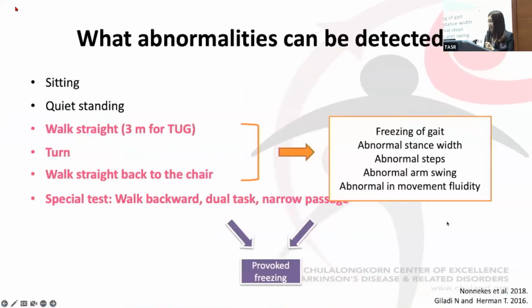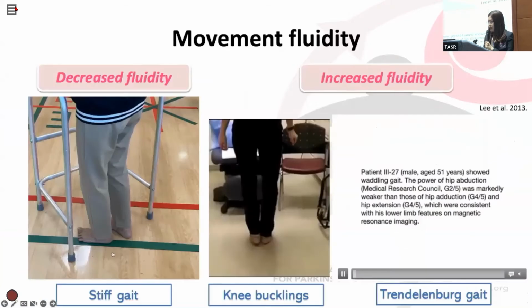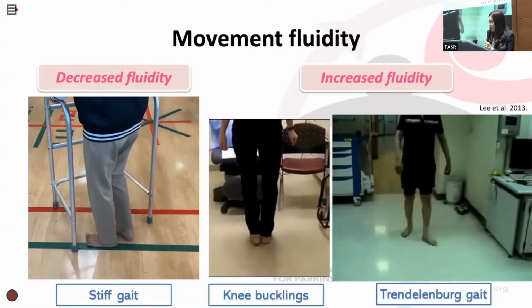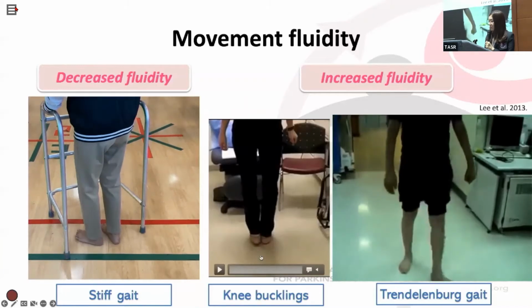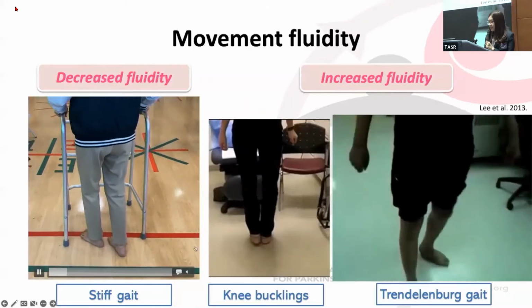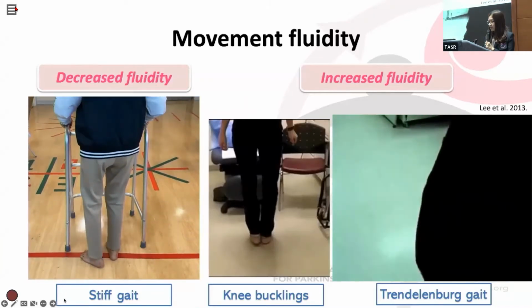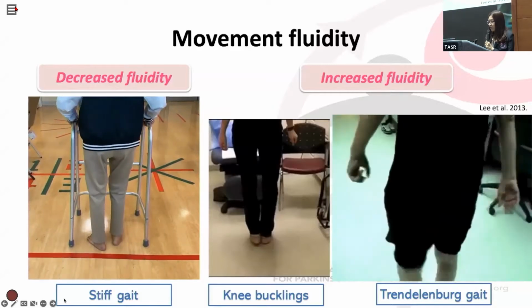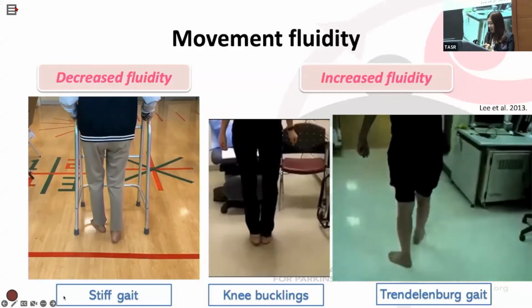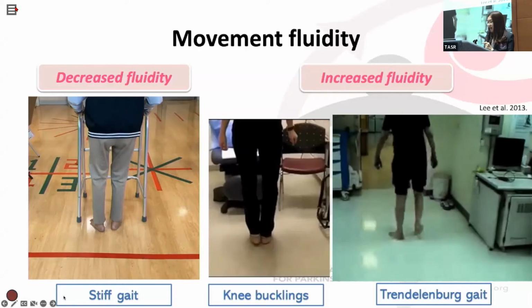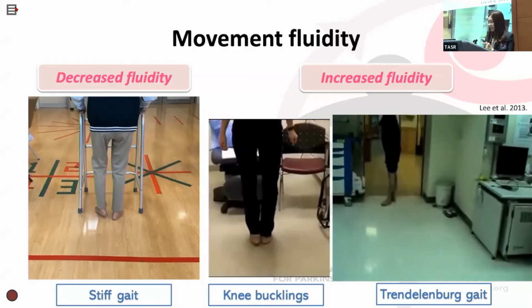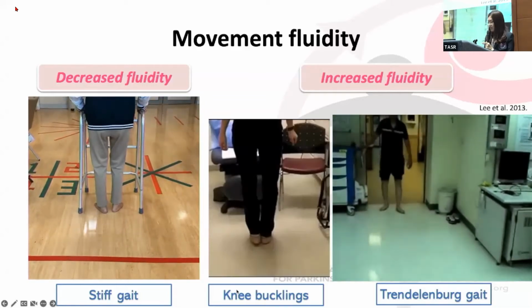Okay. And the last abnormality is movement fluidity. Movement fluidity can be divided into decreased and increased fluidity. Decreased fluidity can be found in stiff gait, as in stiff person syndrome. You see that this patient is walking with rigidity. It can also be found in Parkinsonian gait, as PD patients also have rigidity. What about increased fluidity?